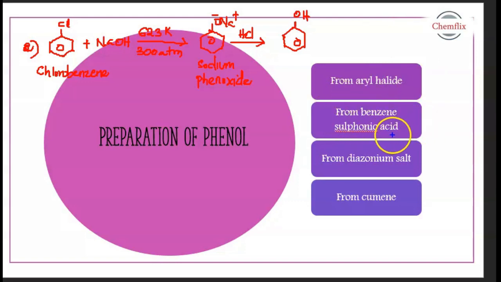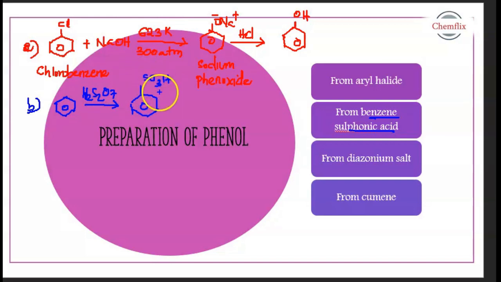From benzene sulfonic acid. First of all you have to prepare this benzene sulfonic acid. How can you prepare it? Easy, carry out sulfonation on a benzene ring. So I'm going to conduct the sulfonation first. I'm taking a benzene ring. For sulfonation I take oleum, H2S2O7. I'm going to sulfonate it, and you will get benzene sulfonic acid, that is SO3H attached.